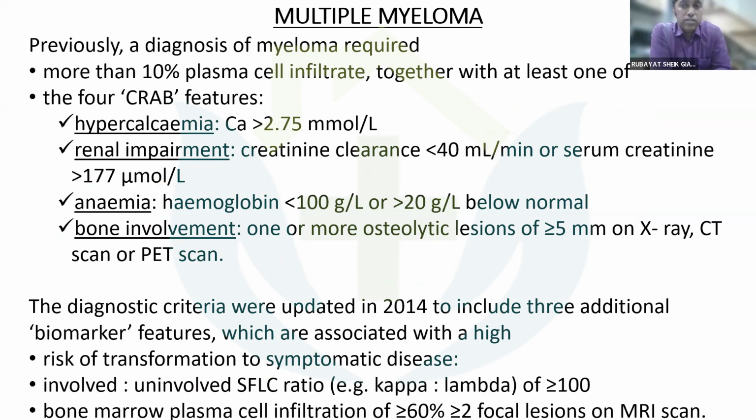Okay, if you need to know the levels, the calcium level is usually more than 2.75. The serum creatinine will be more than 177. There will be anemia. There will be one or more osteolytic lesions. Okay, these clues are usually given and help you to diagnose multiple myeloma.